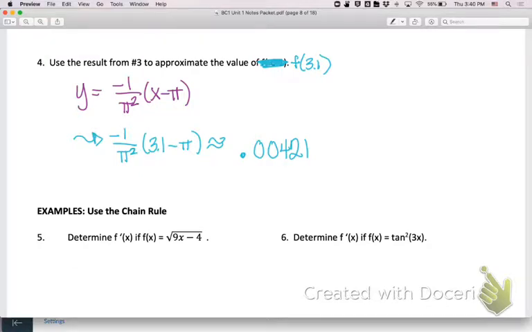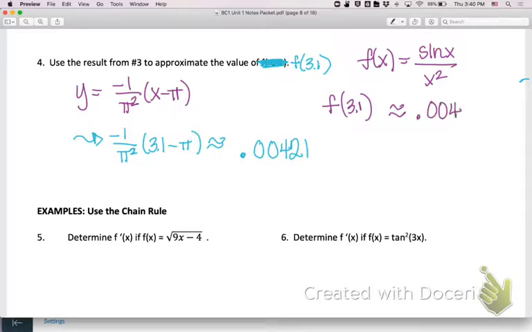Remember, the original function for f of x was, I think, sine of x over x squared. So let's use our calculator and figure out what the actual value using the calculator is for f of 3.1, and see how decent of an approximation that is. This value comes out to 0.00432. So it's a pretty close approximation on that tangent line.